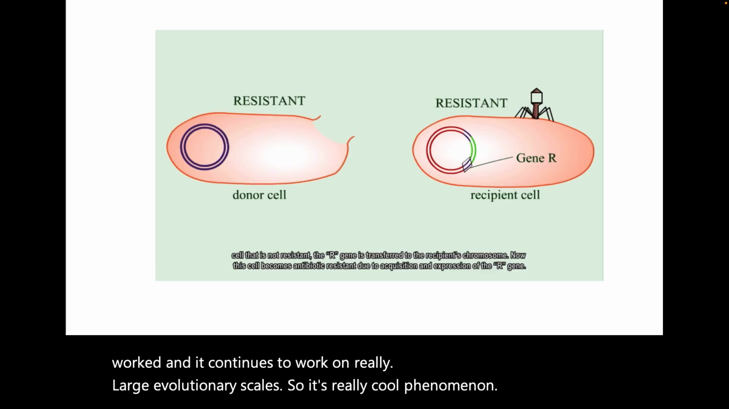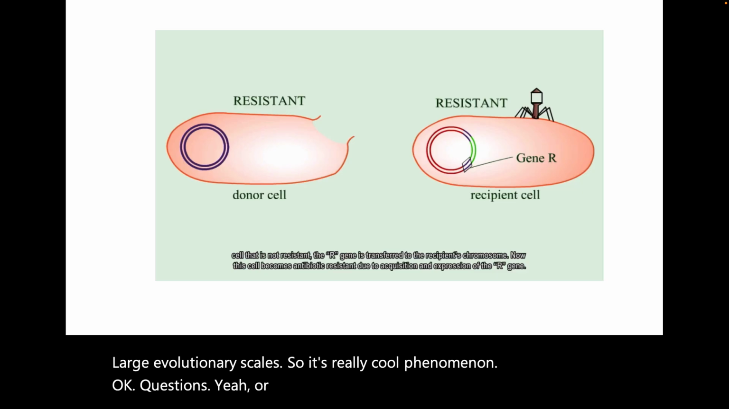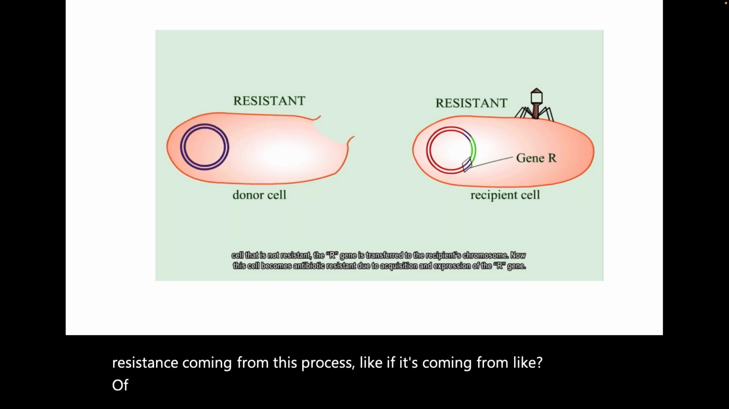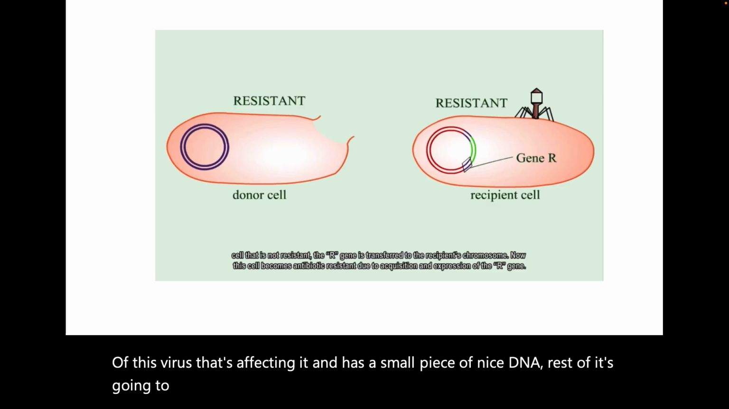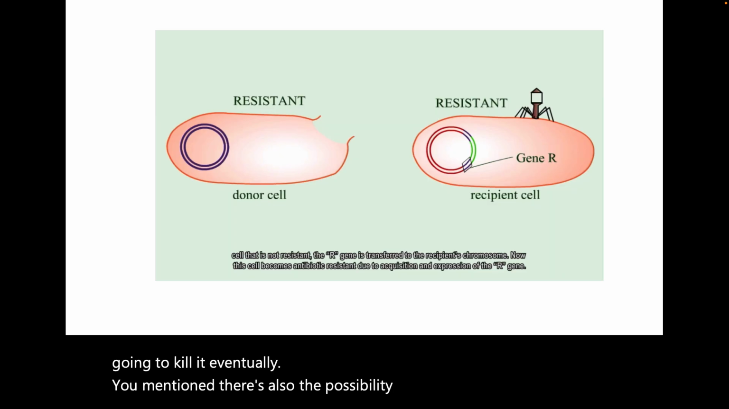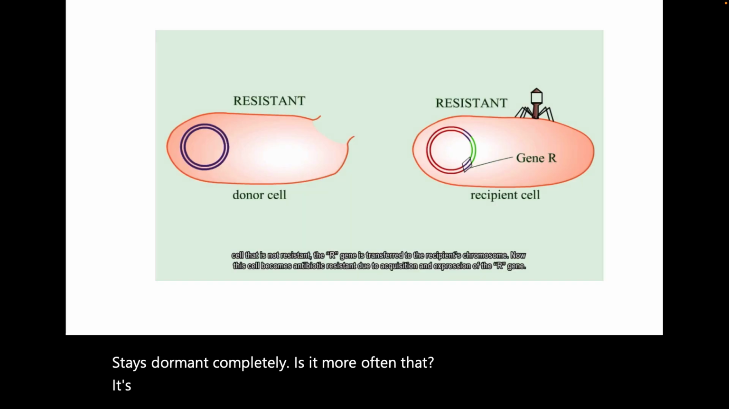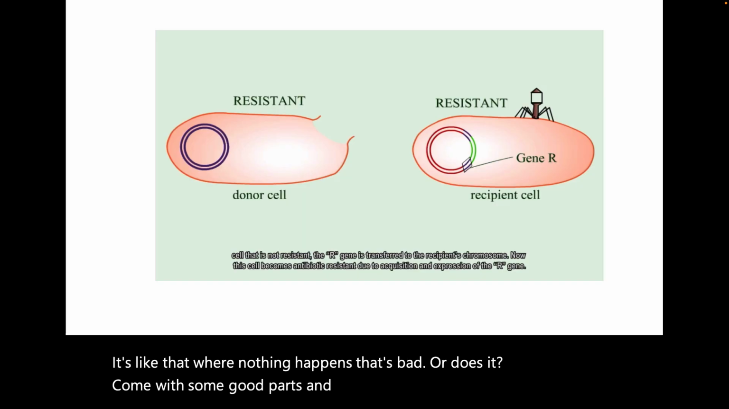Yeah, for that example in the video that talked about antibiotic resistance coming from this process, like if it's coming from this virus that's affecting it and has a small piece of nice DNA, but the rest of it is going to kill it eventually. You mentioned there's also the possibility it inactivates and then stays dormant completely. Is it more often that it's like that, where nothing bad happens, or does it come with some good parts and then also eventually dies?